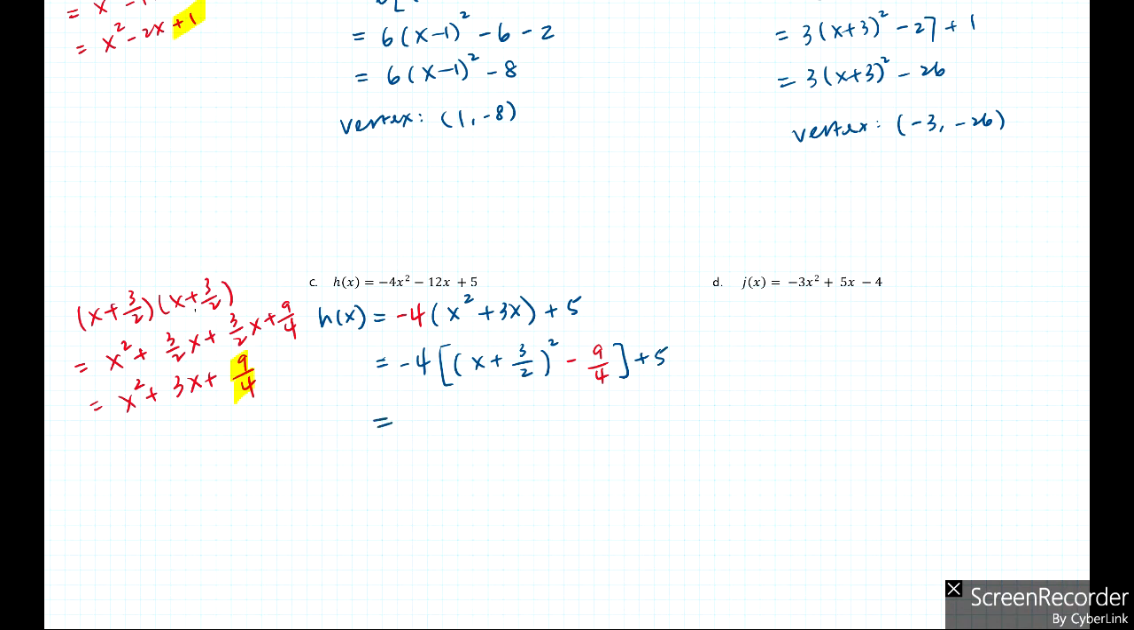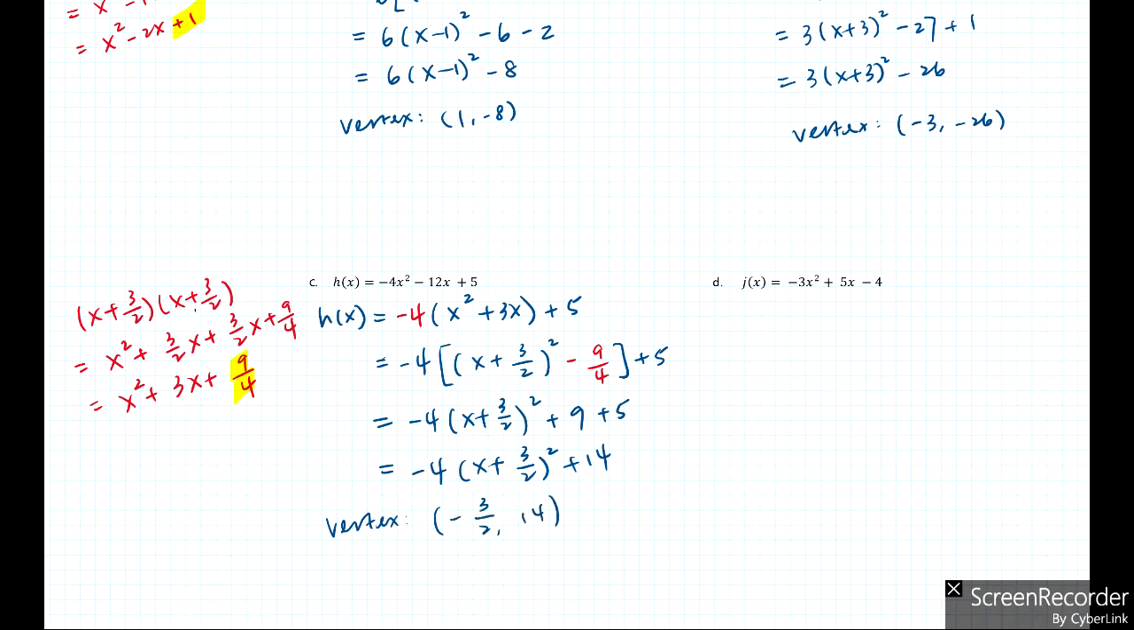And now putting everything together, we want to distribute the negative 4 into the bracket. That becomes x plus 3/2 squared, and negative 4 times negative 9/4 becomes a positive 9, plus 5. So altogether, that becomes negative 4 times x plus 3 over 2 squared plus 14 as a result. Again, a good question to ask yourself is, what would be the vertex here? Here the vertex would be negative 3/2 and positive 14 in this case.